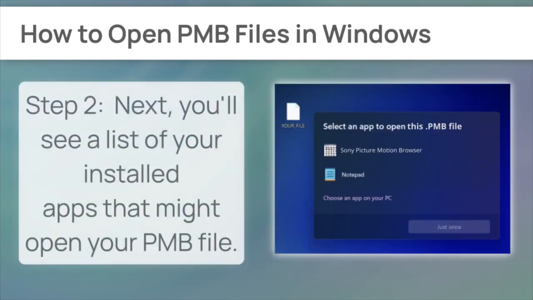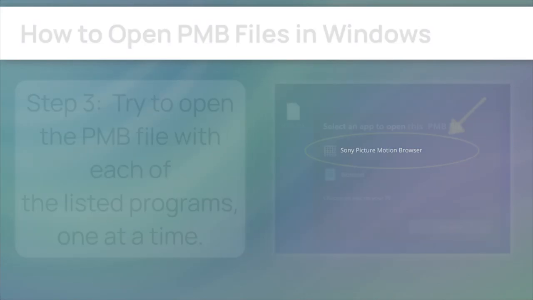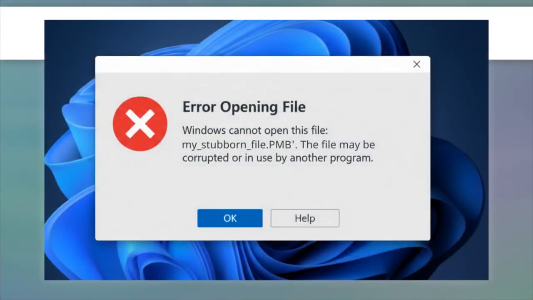Right-click the PMB file and choose Open With. Start with Sony Picture Motion Browser if available. If not, select another application from the list. If your PMB file is not opening yet, that is normal.